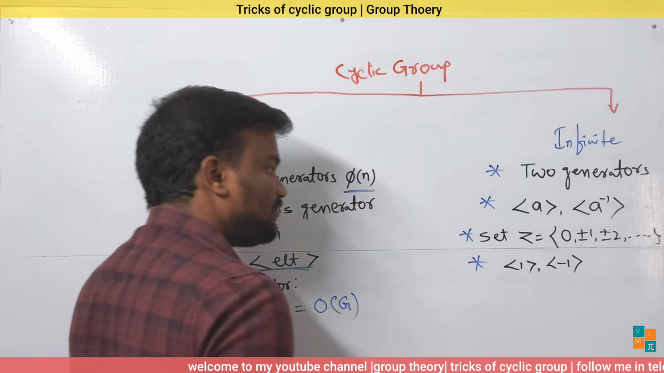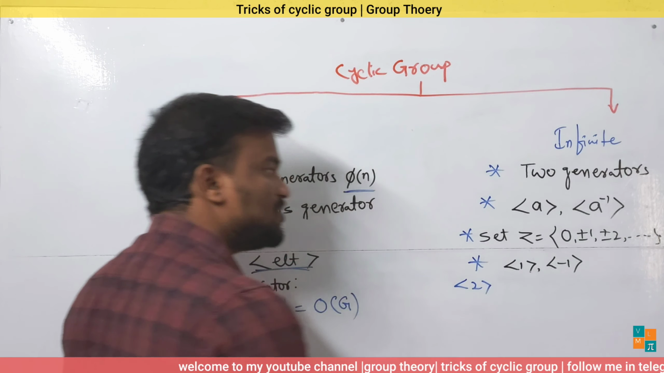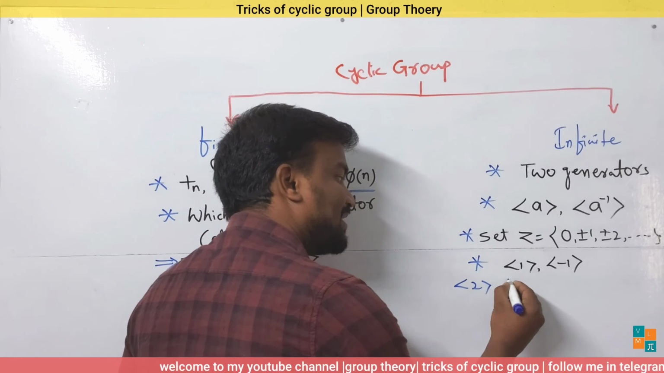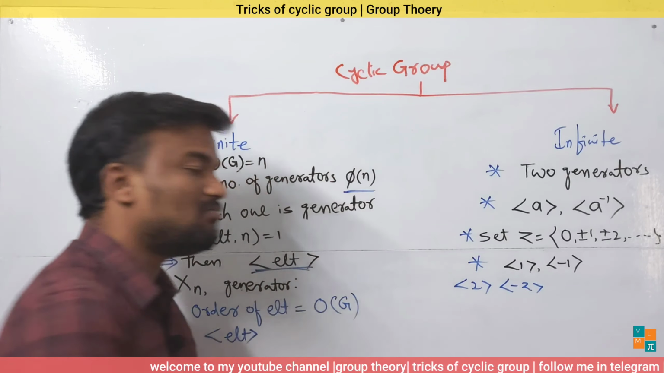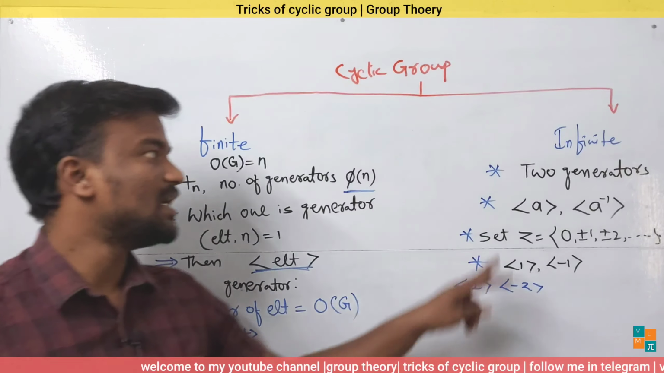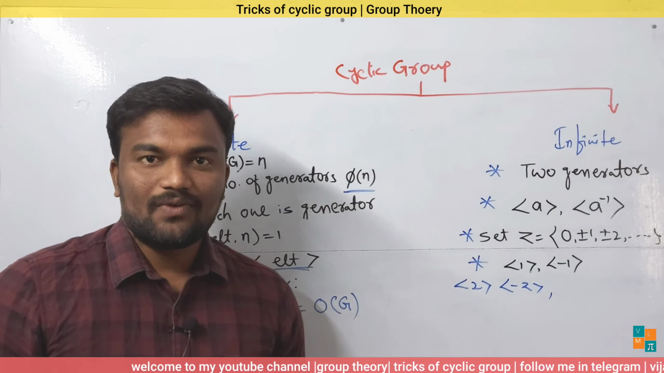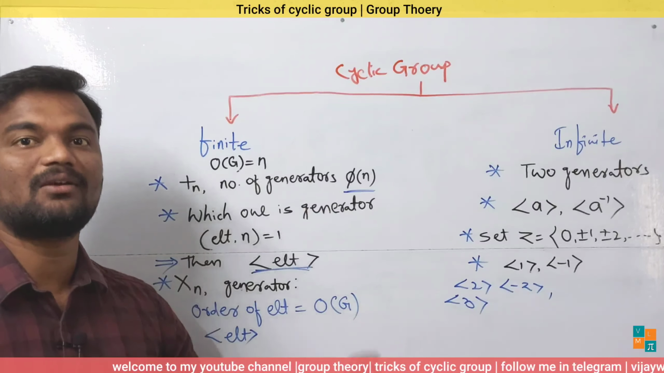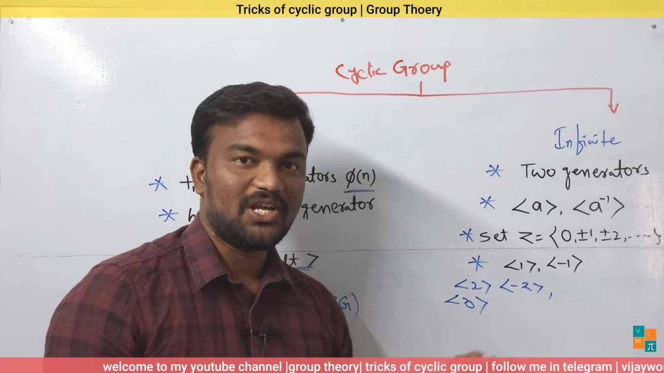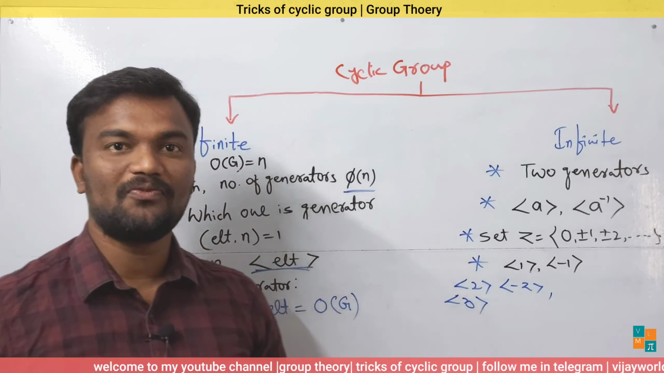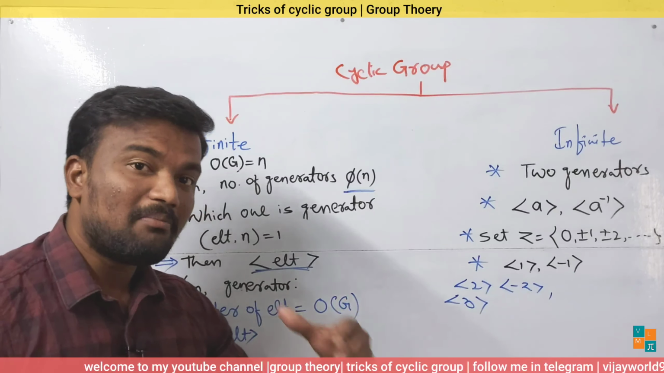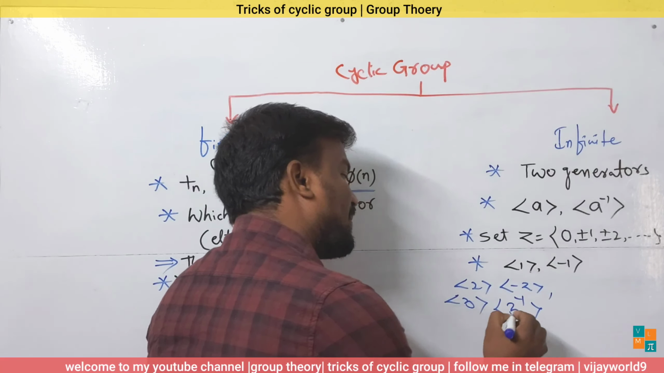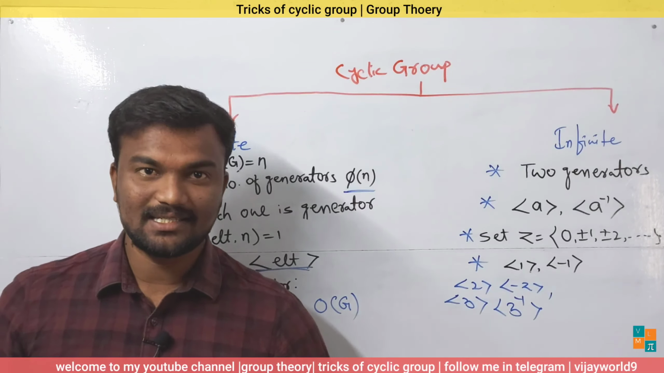For example, if 2 is the generator of the infinite cyclic group, then what is the inverse of 2 with respect to addition? Minus 2. Minus 2 is also a generator of the infinite cyclic group. For example, if 3 is a generator of the infinite cyclic group with respect to multiplication, what is the multiplicative inverse of 3? 3 inverse is also a generator of the infinite cyclic group.